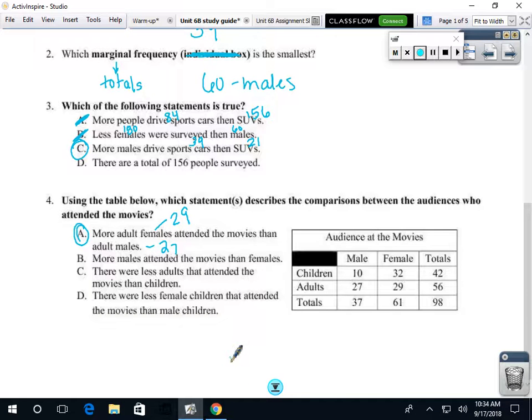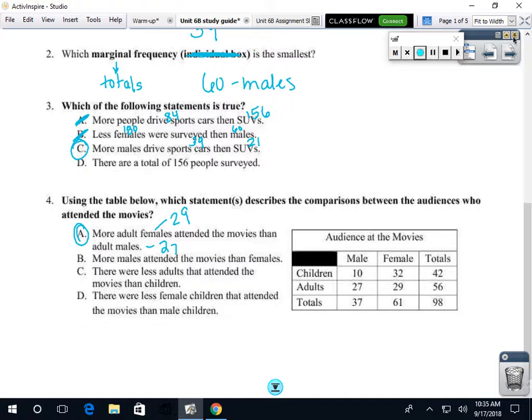Now, you have plenty of time on this test because you have 2 periods tomorrow. So you should read through all 4 choices, okay? Even though you like A right away and you circle it, I would still glance through B, C, and D just to make sure, okay? Because you have plenty of time to do that.